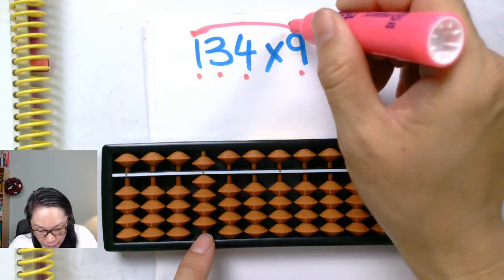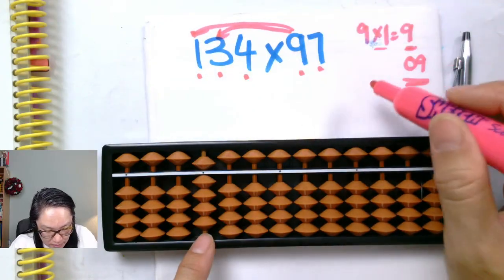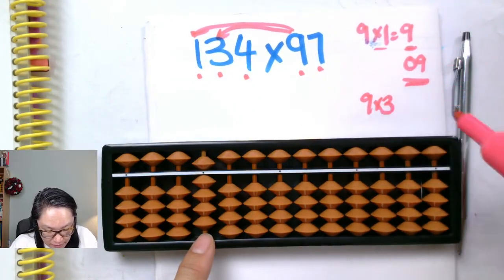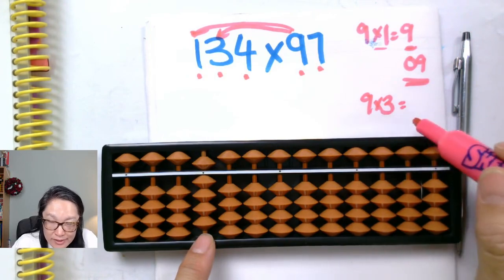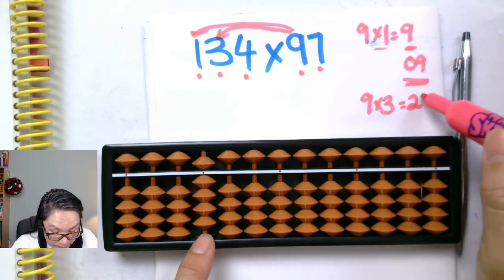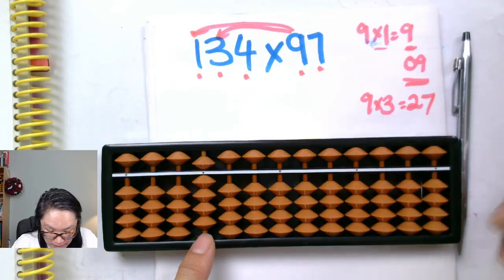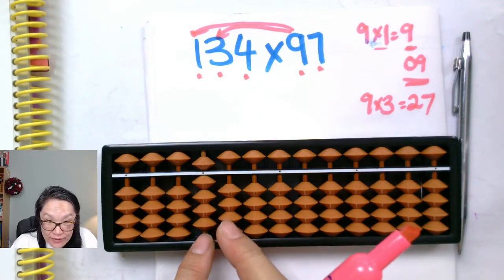What are we going to do now? We're going to do 9 times 3. 9 times 3 is 27. I add 2, I add 7.